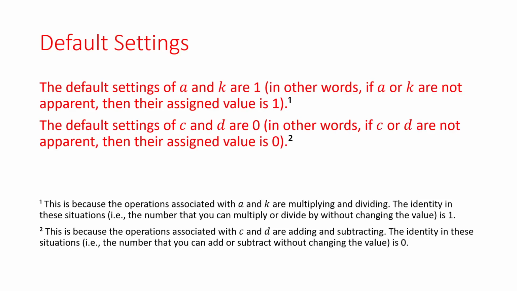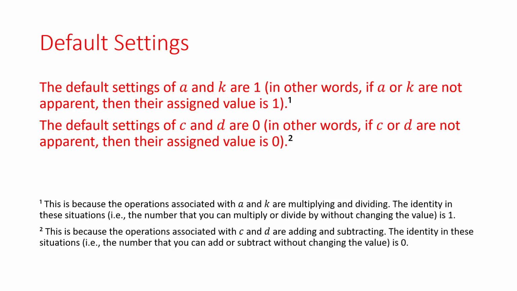In other words, if a or k are not apparent, not visible, then their assigned value is 1. Why is that? Well, in footnote 1, it tells us this is because the operations associated with a and k are multiplying and dividing. The identity in these situations, in other words, the number that you can multiply or divide by without changing the value, is 1. That's why the default settings for a and k are 1.